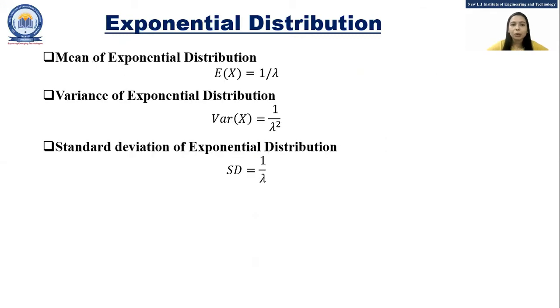Now let's see some constants regarding the exponential distribution. The mean of exponential distribution is given by E(X) = 1/λ, where λ > 0 is nothing but the rate of change. Variance of exponential distribution is given by 1/λ², and the standard deviation is the square root of the variance, that is √(1/λ²) = 1/λ.